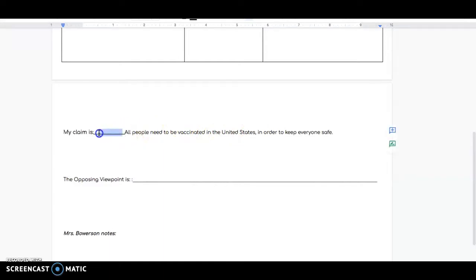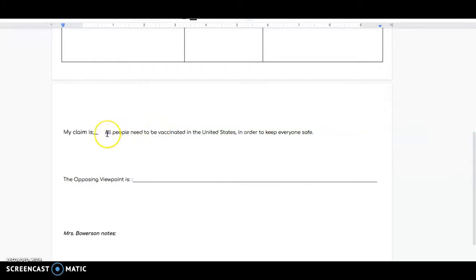Notice that my claim does not use you, me, I, we, us, any of that. Notice my claim is a full, complete sentence. Notice that my claim is only one sentence. And notice that my claim is arguable. When I say all people need to be vaccinated, it doesn't say should be or all people should have the choice. No, I'm saying all people need to be vaccinated because that's the side I chose to write about.